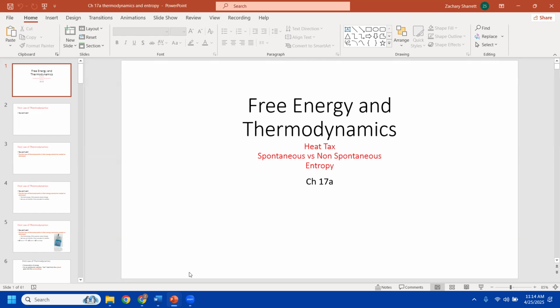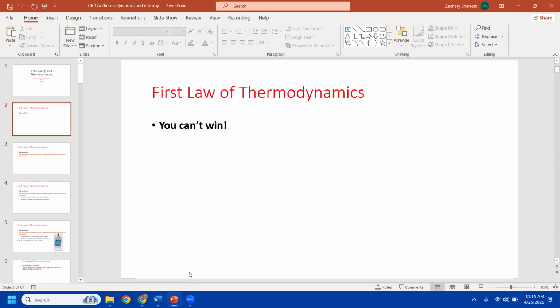So in chemistry, if something is non-spontaneous, we actually have to add energy to it to make it happen. A spontaneous reaction will happen without the added energy. So that's just kind of like a summary of all the things that we're going to be talking about.